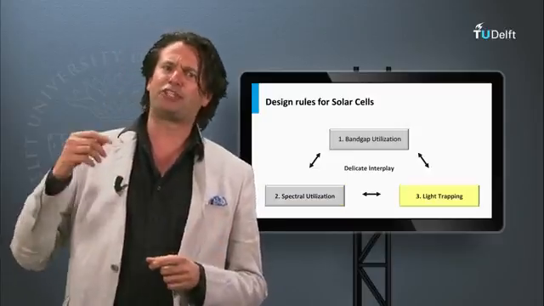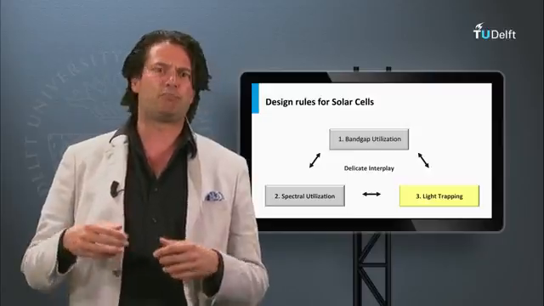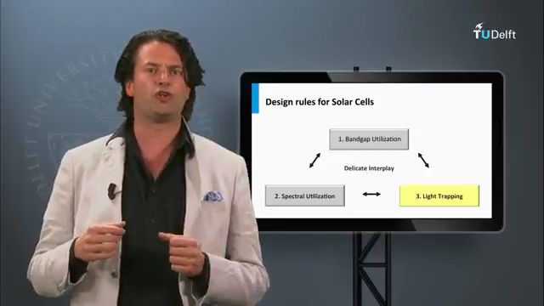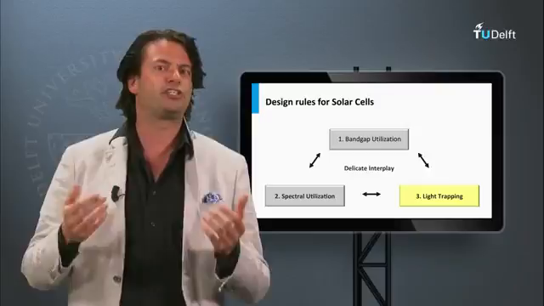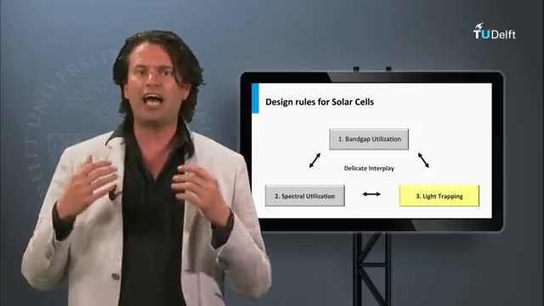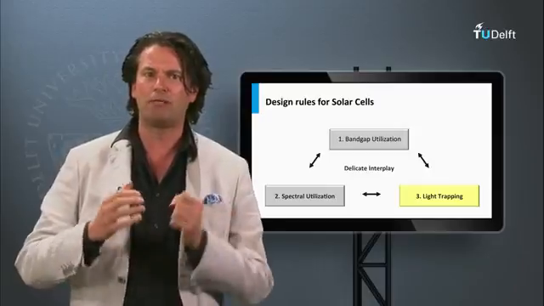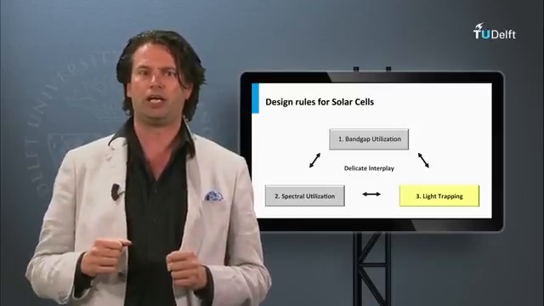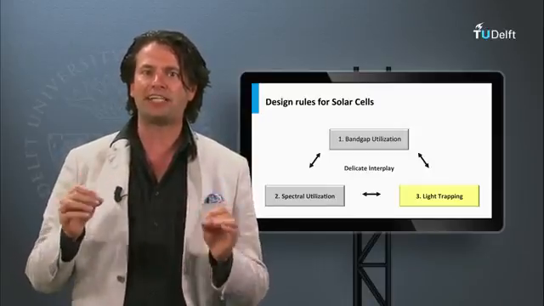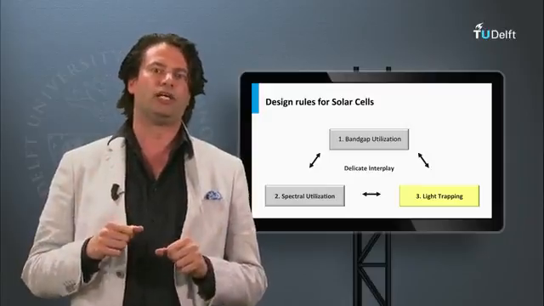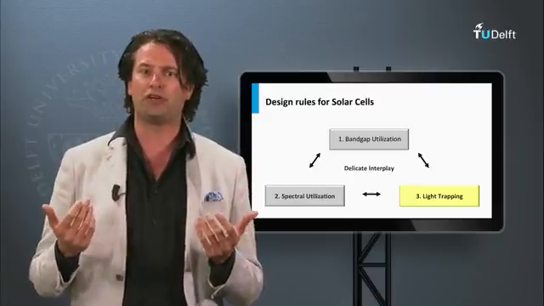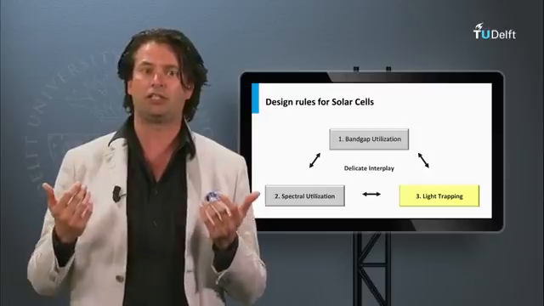Thirdly, if we have chosen our PV material, its potential utilization of the solar spectrum and its utilization of the bandgap energy, we would like to absorb as much as possible light from the solar spectrum in the PV active materials. We have to implement tricks to trap the light in the solar cell. This becomes an important issue if you consider thin film PV technologies.